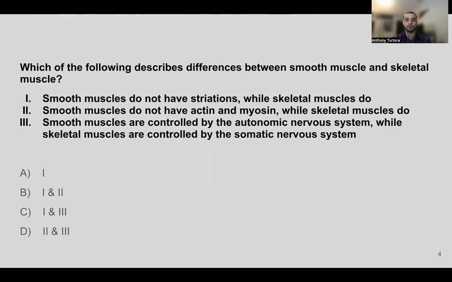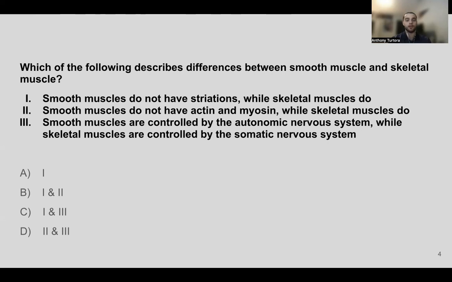Roman numeral 2 states smooth muscles do not have actin and myosin, while skeletal muscles do. We know that's wrong, as both smooth muscle and skeletal muscles have actin and myosin, and those slide over each other like we will talk about shortly. So we can cross that off, as that is not an actual difference between them. So I can cross off B, and I can also cross off D.